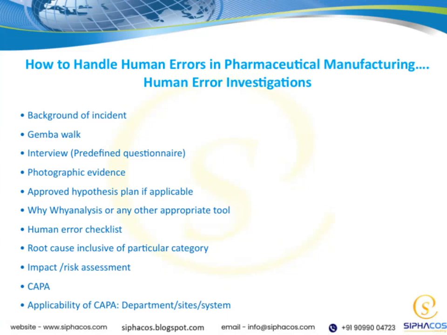Let's walk through the key steps involved in human error investigations in pharmaceutical manufacturing. First, we start with understanding the background of the incident, gathering all relevant context to set the stage for our investigation. Next, we conduct a Gemba walk, which means going to the actual location where the error occurred, to observe and gather first-hand insights. Then, we move on to interviews, using a predefined questionnaire to ensure we gather consistent and comprehensive information from the involved personnel.